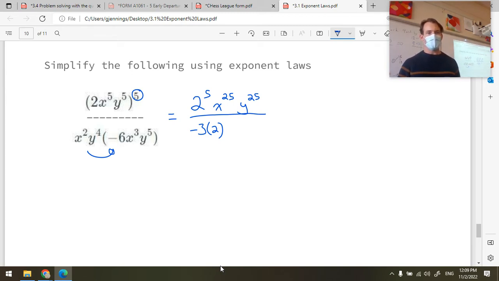x squared times x to the 3 is x to the 2 plus 3. It's x to the 5. And y to the 4 times y to the 5 is y to the 9. All right? This 2 is 2 to the 1. It's going to cancel one of these 2's in the top, because it's multiplying. So this is going to be equal to 2 to the 5 minus 1 on top, or 2 to the 4. See why I did that now? I noticed that 6 contains a factor 2.